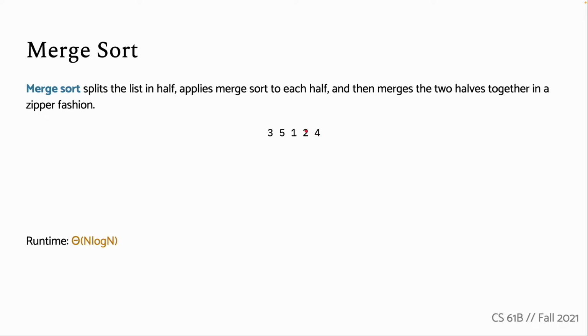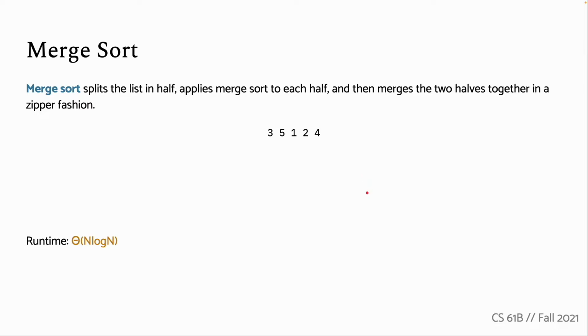Next, we have merge sort. In merge sort, you split the list in half, and then you apply merge sort to each half, and then you merge the 2 halves together. When you merge 2 halves together, you look at the first element of the first half and the first element of the second half.